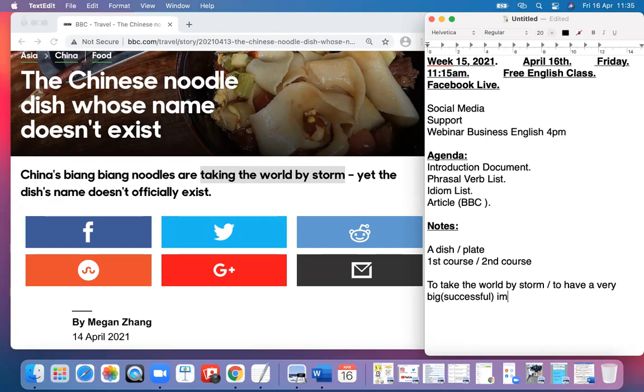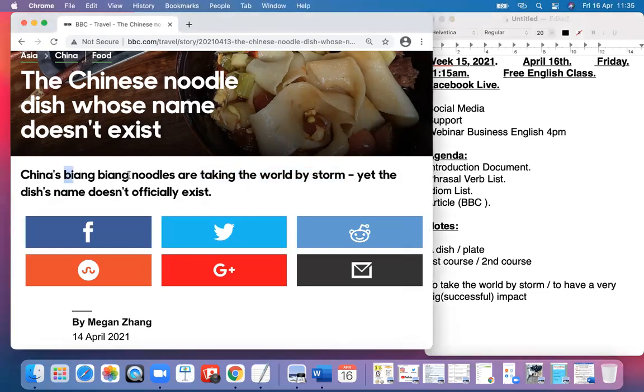A really good expression, very advanced, very fluent. And we use it, I suppose, in the situation of celebrity or the situation of success. So here, the noodles are very new and they are having a big impact. They're very successful, very popular, okay?